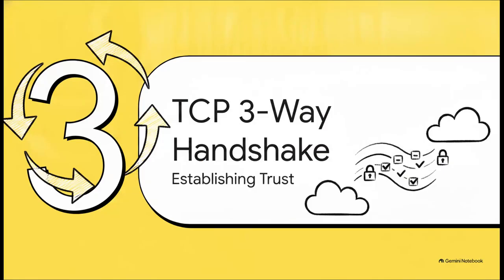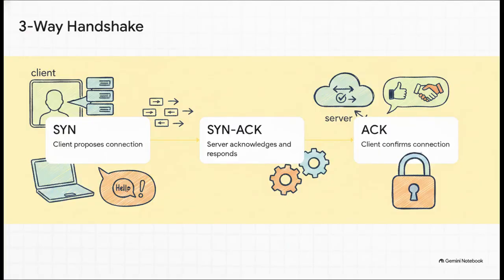Section 3. The TCP three-way handshake. But how exactly does TCP set up this incredibly reliable connection? Well, it uses a very specific mechanism to establish trust before it ever sends a single byte of actual application data. This is the famous TCP three-way handshake. It's very much like a formal telephone greeting.